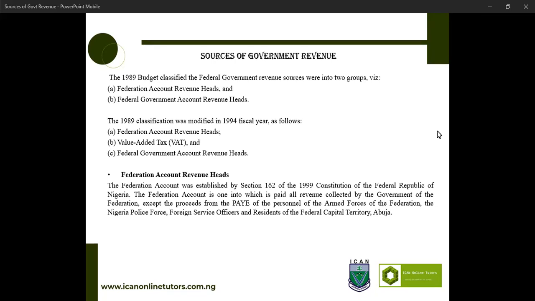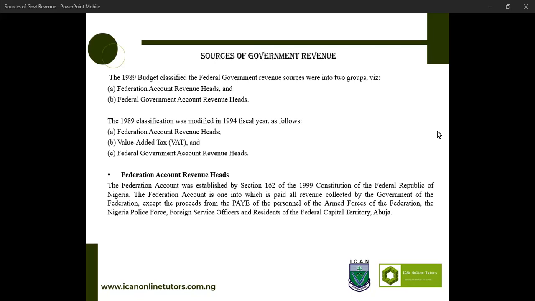All right. The 1989 budget classified the federal government revenue sources into two groups. We have the Federation Account revenue heads, and we have the Federal Government Account revenue heads. But the 1989 classification was modified in the 1994 fiscal year as follows. We have the Federation Account revenue heads, the Value Added Tax, and the Federal Government Account revenue heads. The Federal Government Account revenue head is what is regarded as the Consolidated Revenue Fund account. We understand it better. Let us move on.